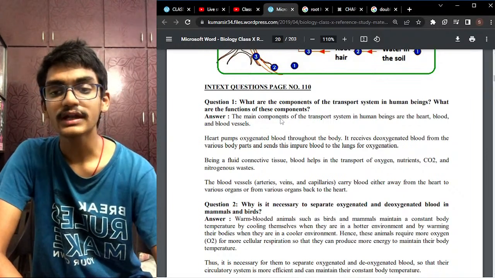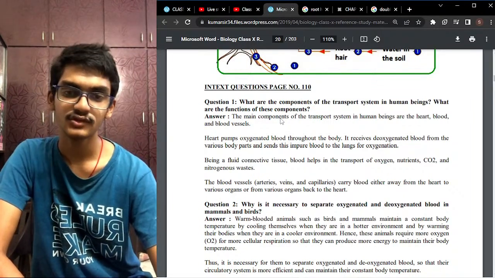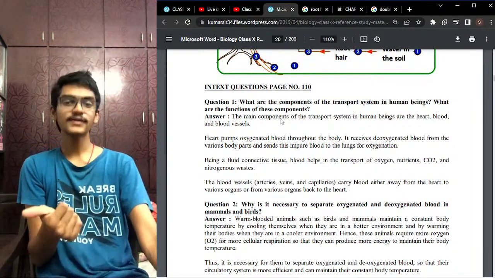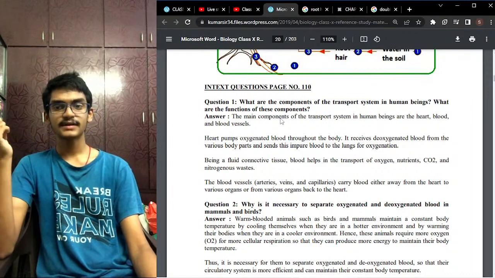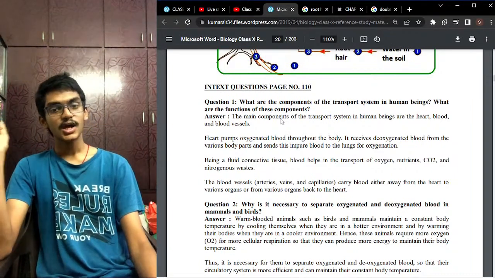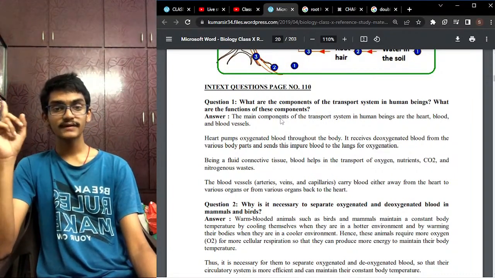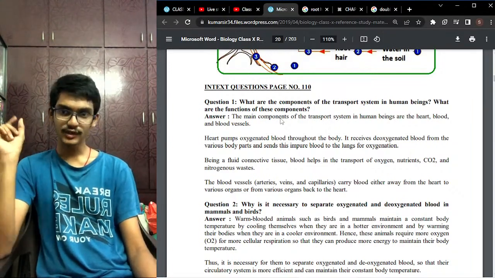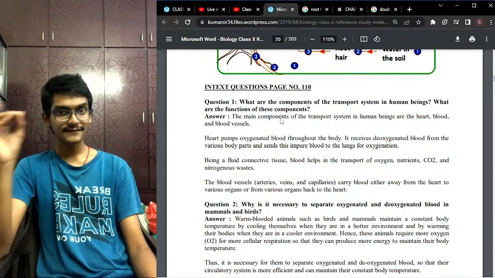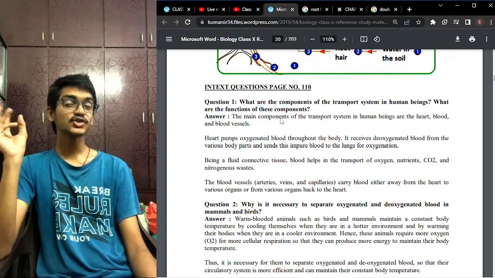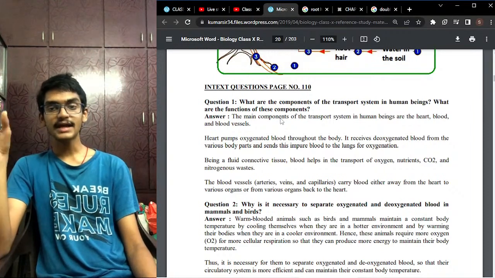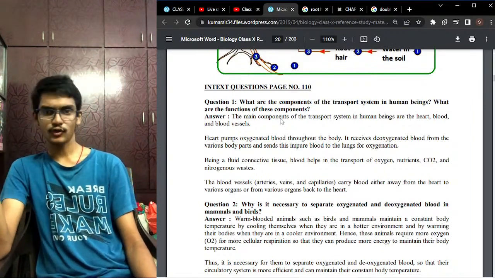What are the different components of the transport system in human beings, and what are the functions of the components? The components are the blood, heart and blood vessels. When you talk about blood, remember that RBCs, WBCs and platelets come into the picture, whereas when you talk about blood vessels, arteries, veins and capillaries should immediately come into your mind. You can also mention the plasma.